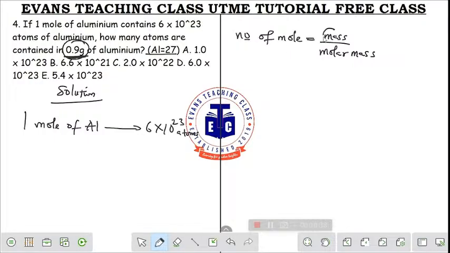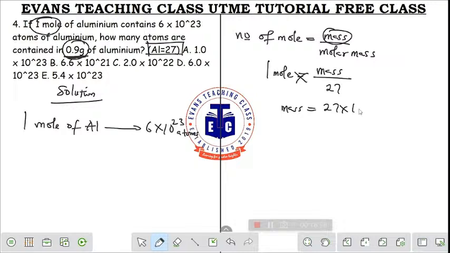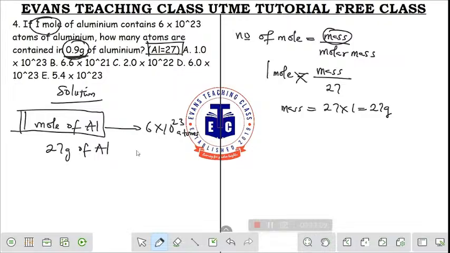Now, let's look for mass. They give us 1 mole here, right? So let's say 1 mole is equals to mass over, what's the molar mass they give us here? 27. So let's use that 27. So our mass will now be equals to what? 27. So you multiply 27 times 1. So that would be 27 gram, right? So in place of this 1 mole, what are you going to write? You're going to write 27 gram of aluminium. I think you get what I'm doing. So it should now be 6 times 10 raised to the power 23 atoms.